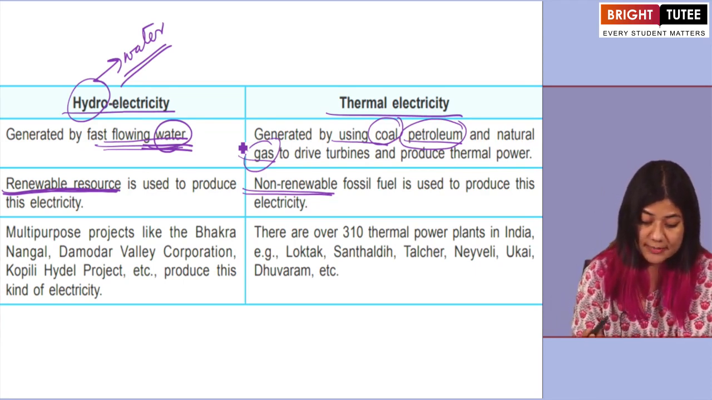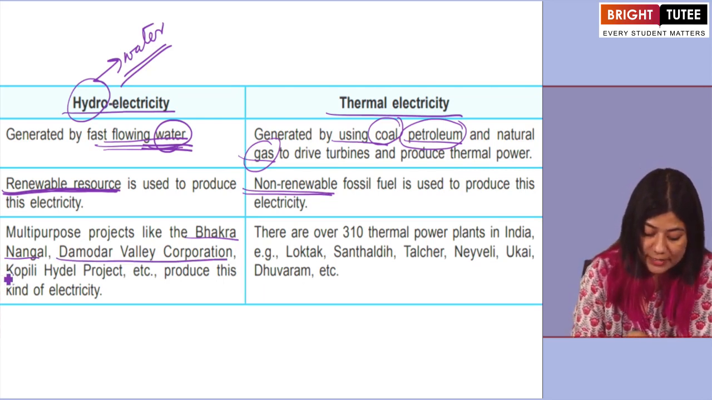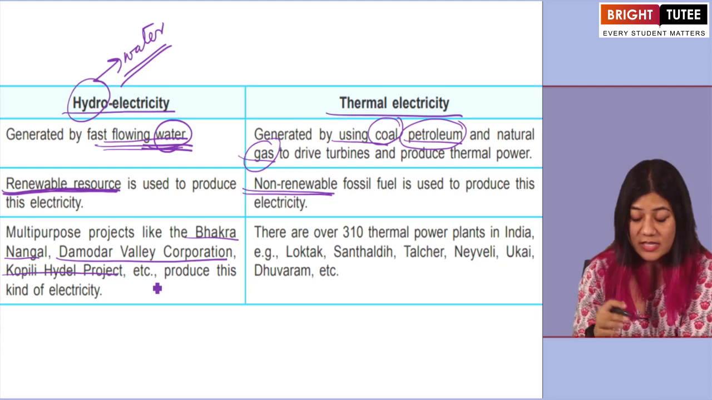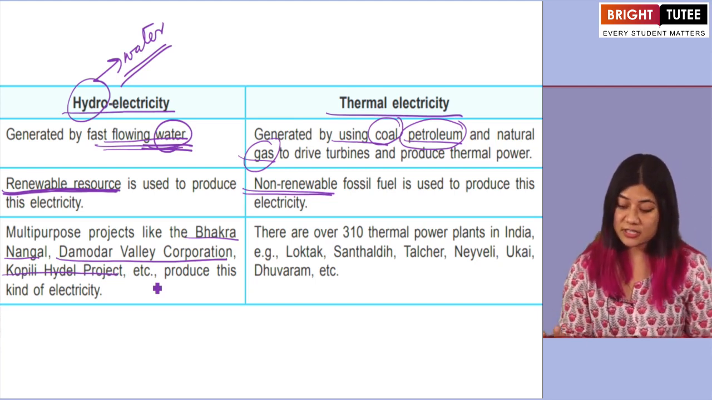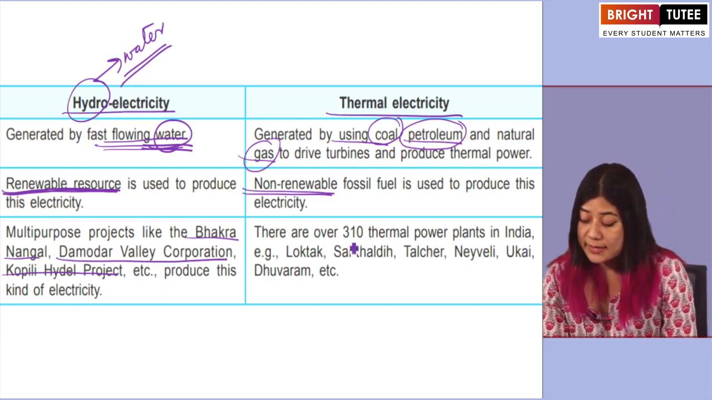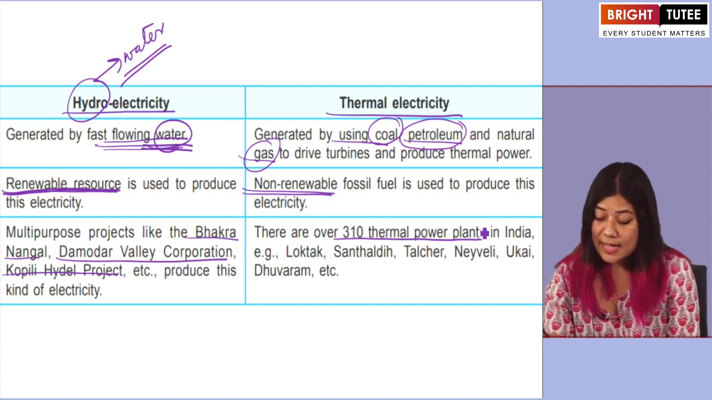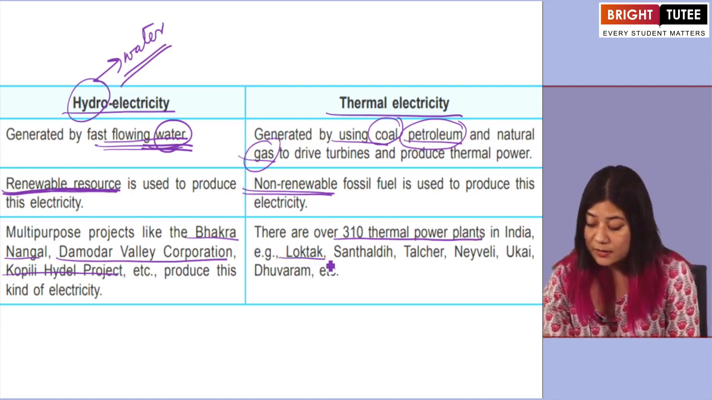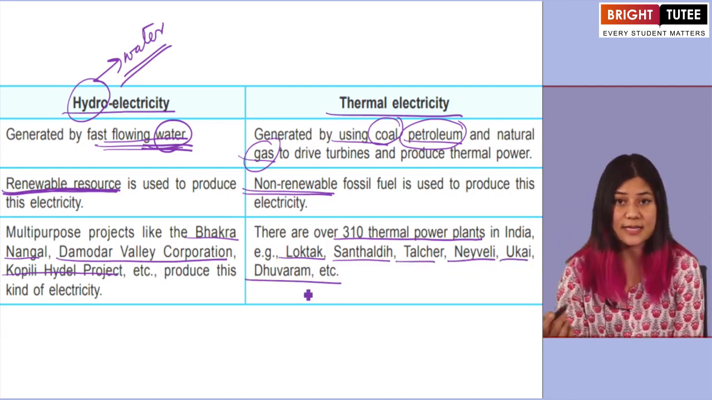So some of the examples of hydroelectricity projects are Bhakra Nangal, Damodar Valley Corporation, Kopili Hydel Project, etc. Okay, these projects are built to produce electricity. Okay, and there are over 310 thermal power plants in India. For example, they are in Loktak, Santhaldi, Talcher, Neyveli, Ukai, Dhuvaram, etc. Alright.